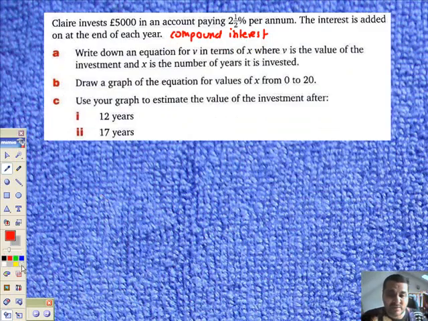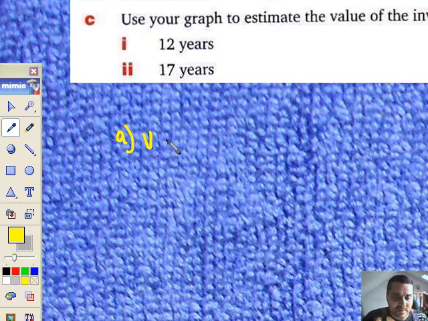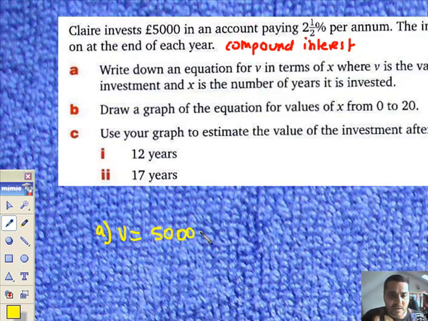Alright, so let's look very carefully at this. The value of my investment is going to be my original £5,000 multiplied by 102.5%. That's 2.5% extra. And I'm going to leave it in there for X years. X is the number of years. And there is my equation.